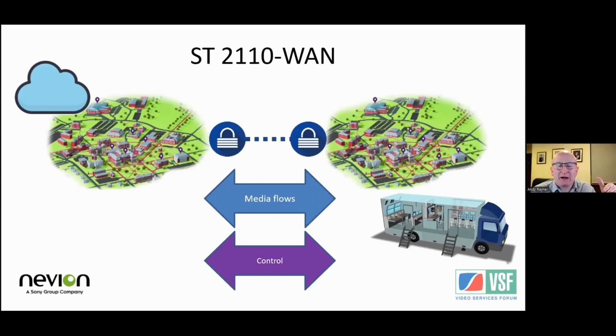So 2110 over WAN is all about between entities, and this could be a cloud location, an OB truck, or a campus facility. There's two main things you're trying to exchange. One is the actual media flows themselves, the data streams, if you like, and the other is the control plane information that allows you to make use of that. And both of those have their challenges, and both of those we've been addressing.